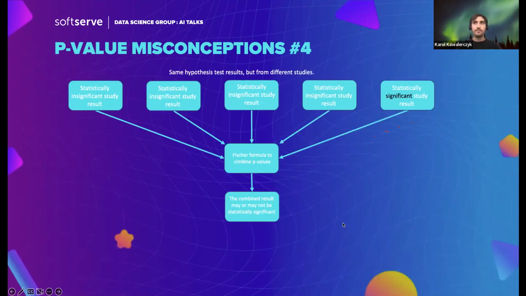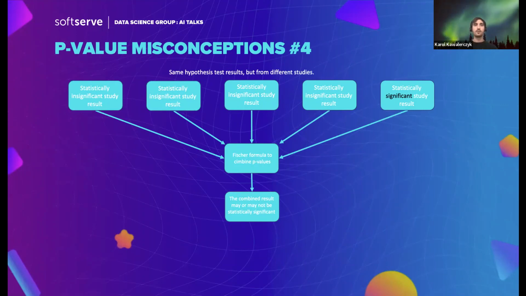And this way is called the Fisher formula. So after you get the p-values from your experiment and you want to combine them into one, you put them into something called the Fisher formula. And when you combine them in a proper way, it might actually occur that, for example, if you got 5 studies that have 0.1 p-value, and you combine them in a proper way, you get 0.01 p-value. So you get a significant result.